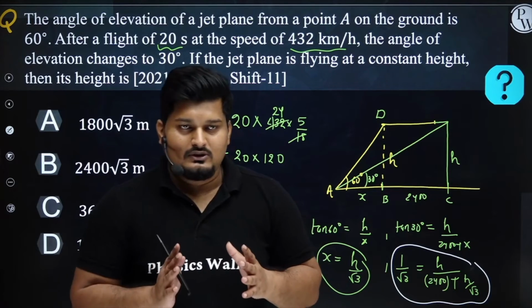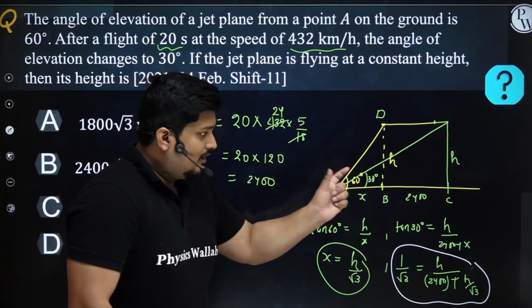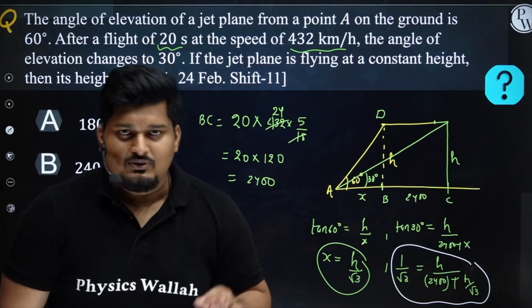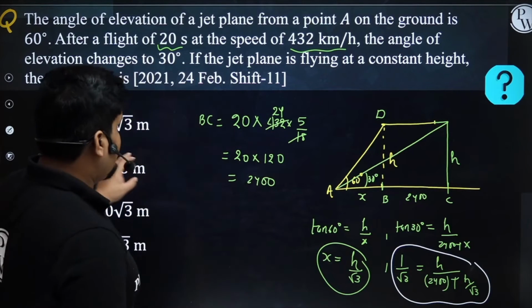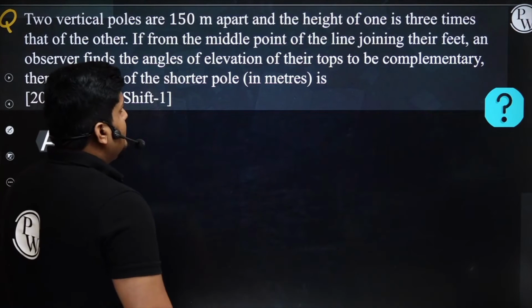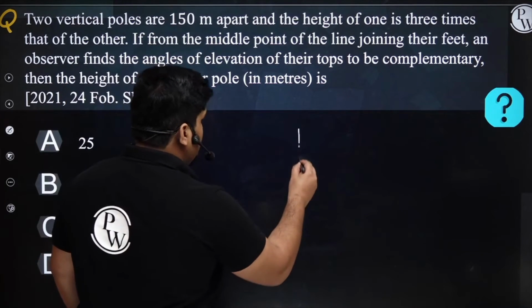I hope all these examples are clear, and you are also simultaneously feeling that this section is literally the gifted section for you. You have to make it correct anyhow. So let's solve the next one, guys. Two vertical poles are 150 meter apart and the height of one is 3 times that of the other. So let's draw it.